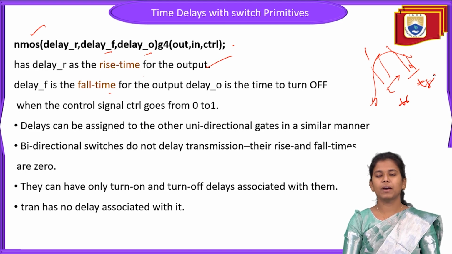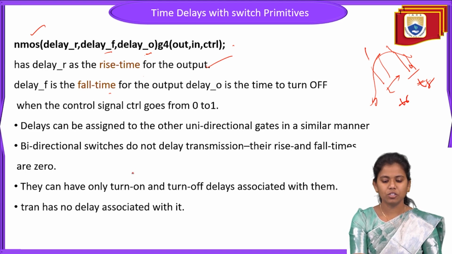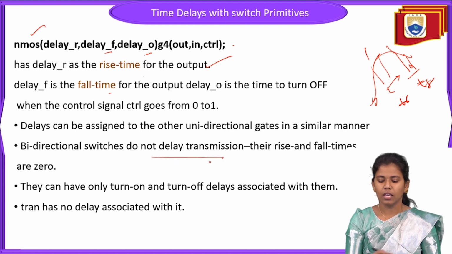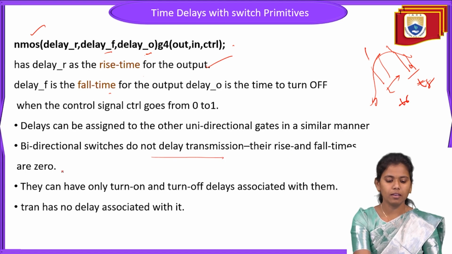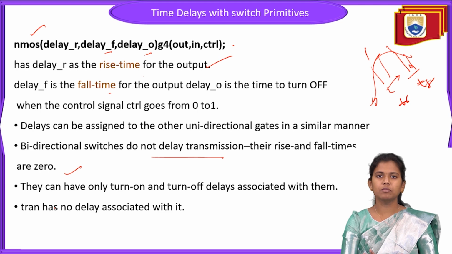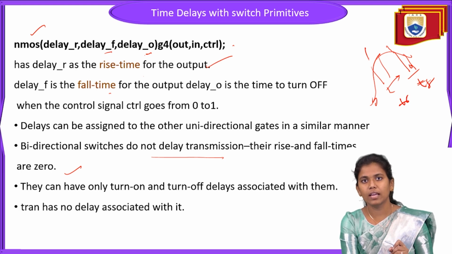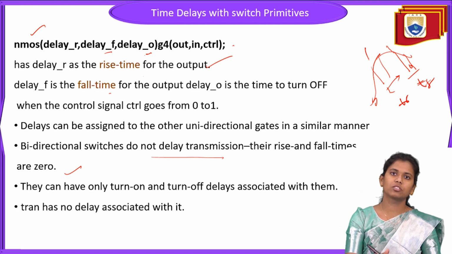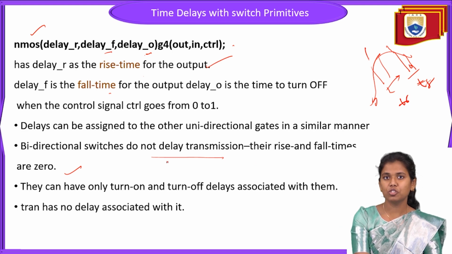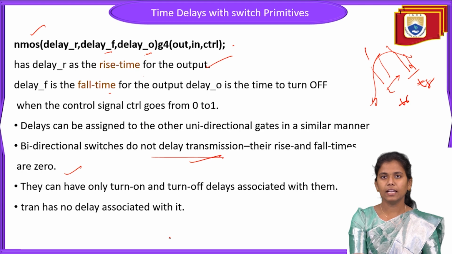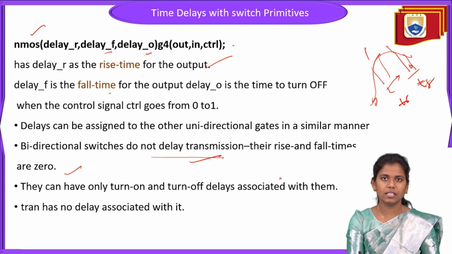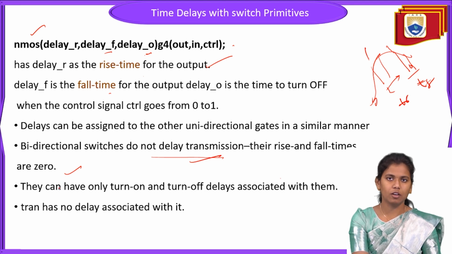And also remember the bidirectional switches do not delay transmission. Their rise time and fall time are 0. So what are the bidirectional switches? Bidirectional switches are nothing but the bufif0, bufif1, tranif0, and so on. In these bidirectional switches, we say that the switches do not have transition delay. They do not transmit any kind of delay with respect to the rise time, fall time and the turn off time.